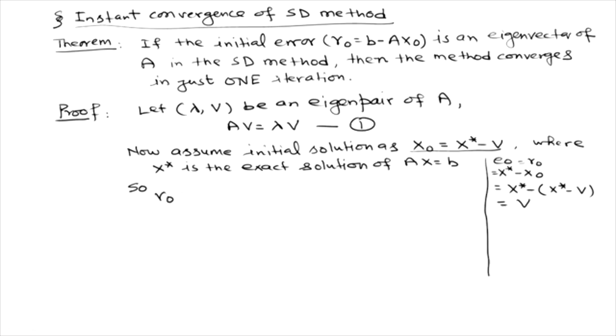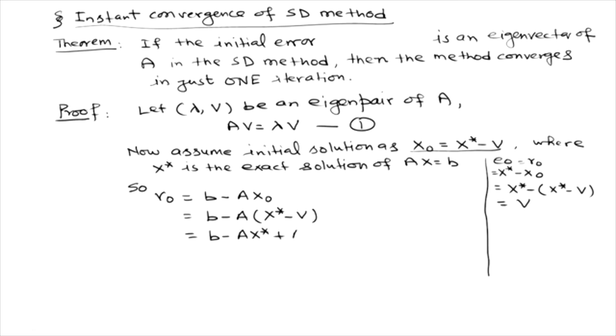So, now calculate r 0. r 0 will become b minus A x 0. So, b minus A x 0, where we have chosen x 0 as x star minus v. So, b minus A x star plus A v, and A x star equals to b. So, b will cancel out, it will remain as A v, and A v is nothing but lambda times v. So, the initial residual is a scalar multiple of v, which is again an eigenvector, the same eigenvector.